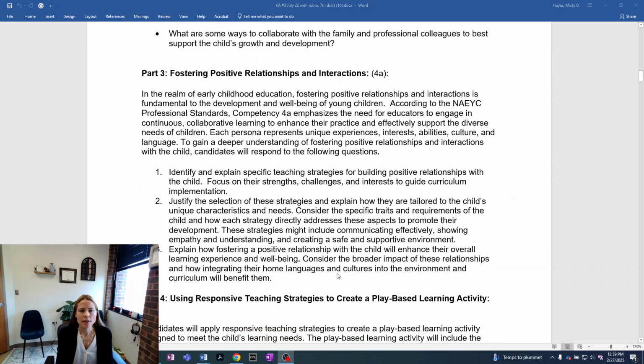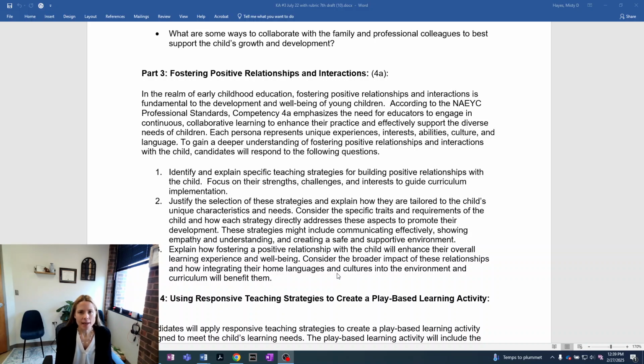So part 3 is really talking about that collaborative piece, right? It's fostering positive relationships and interactions with not only the parents and other professionals, but also other professionals within the community. So just looking at your specific child, okay? So in terms of early childhood education, we want to foster as many positive relationships and interactions as we can. It's really a fundamental part of the development of the well-being of the child.